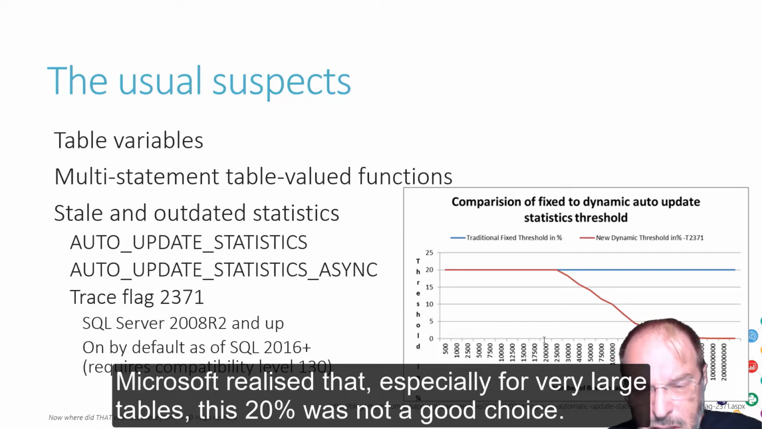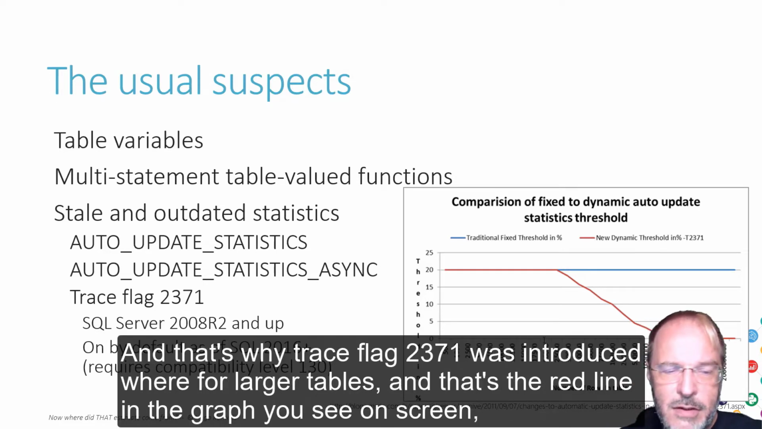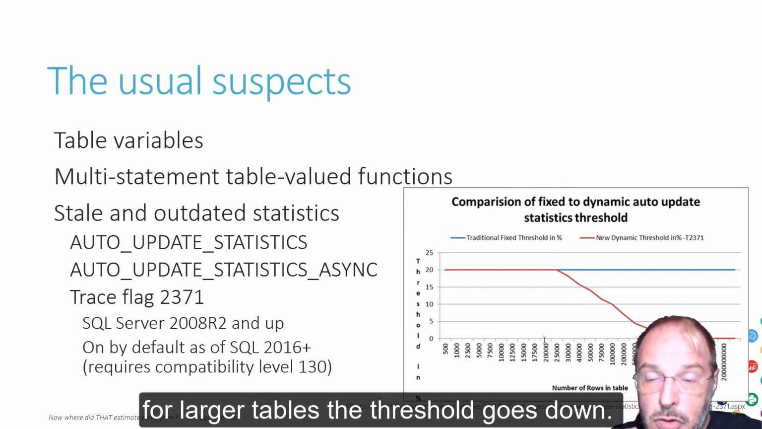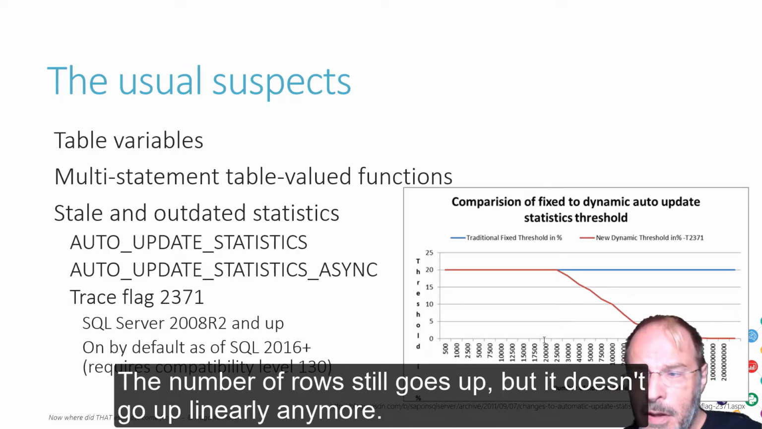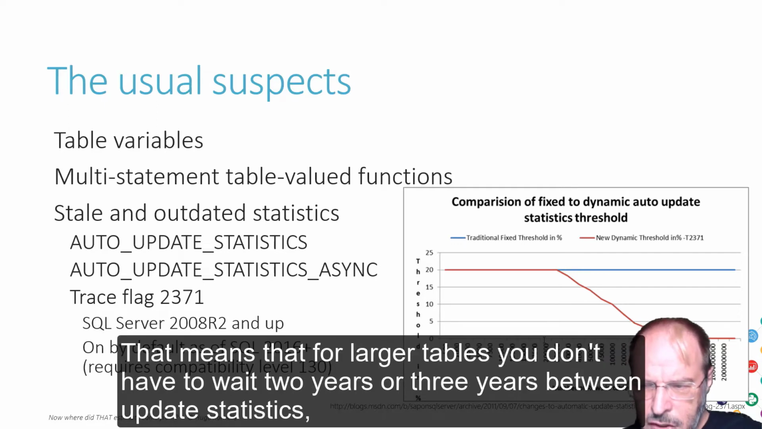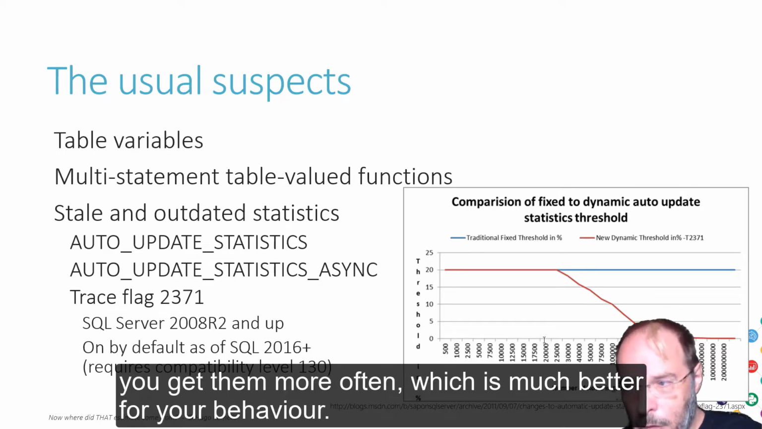Microsoft realized that, especially for very large tables, this 20% was not a good choice. And that's why trace flag 2371 was introduced, where for larger tables, and that's the red line in the graph you see on screen, the threshold goes down. What you see on the screen is the threshold as a percentage, not as a number of rows. The number of rows still goes up, but it doesn't go up linearly anymore. That means that for larger tables, you don't have to wait 2 years or 3 years between statistics updates. You get them more often, which is much better for your performance.